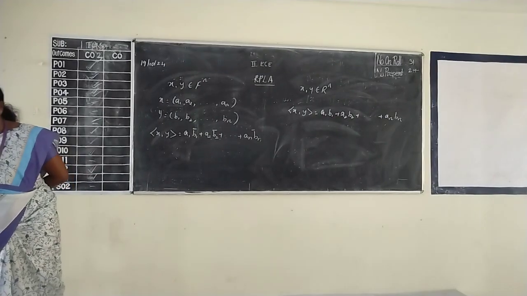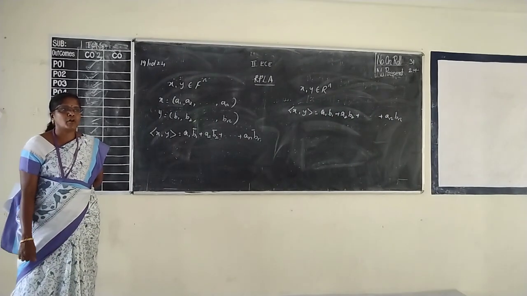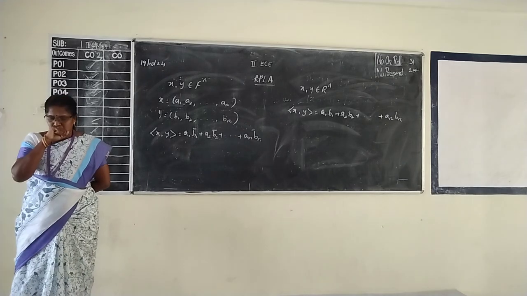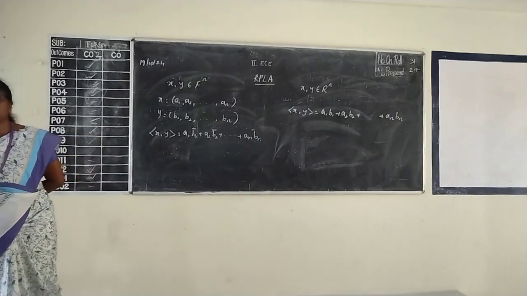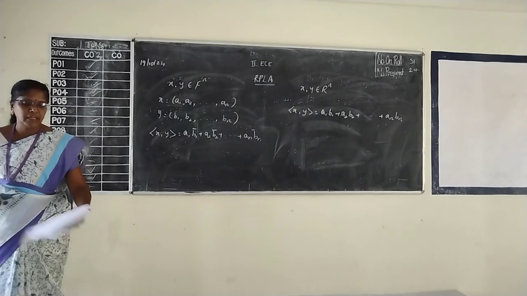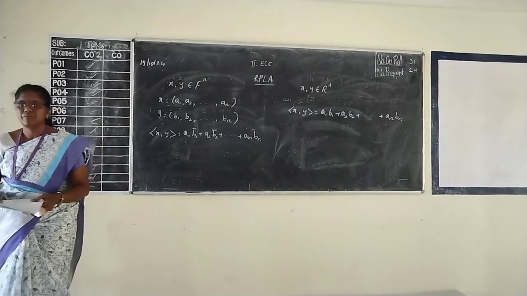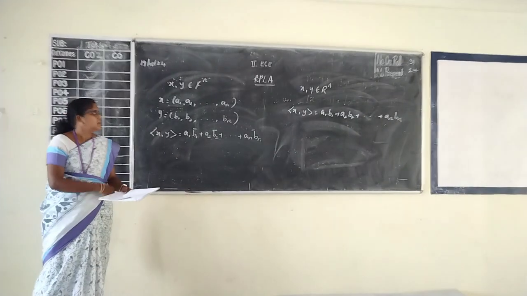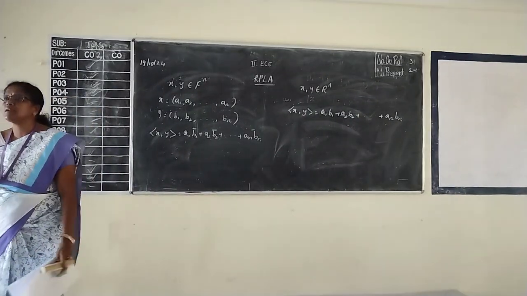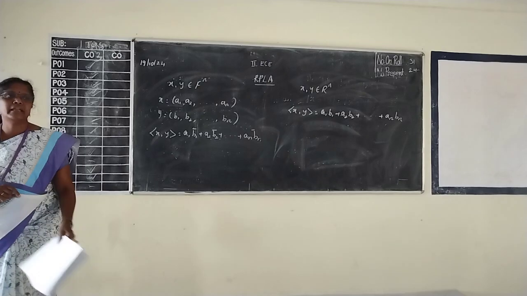This is called the standard inner product on R power n. So these are some of the definitions and the results you should know. Now we are going to discuss the problems based on our inner product.